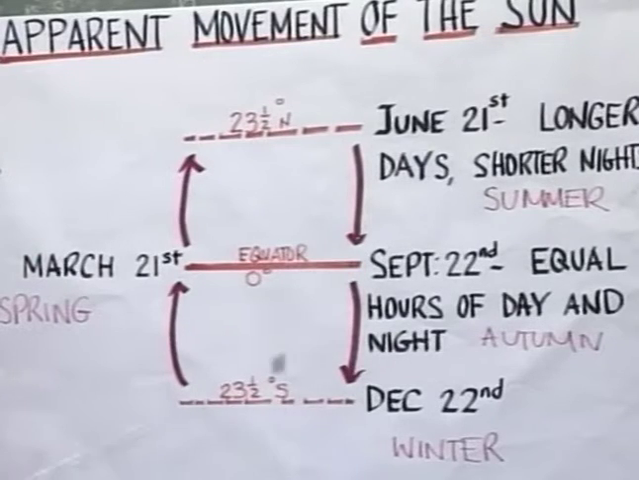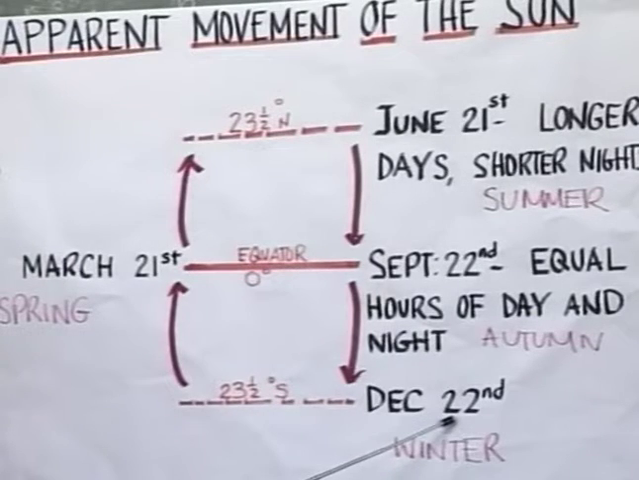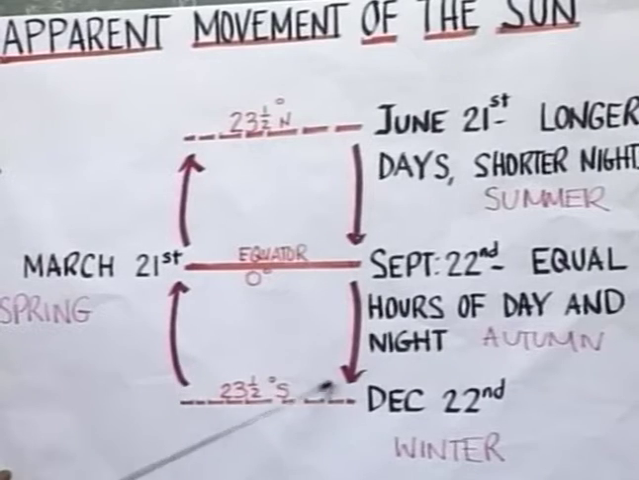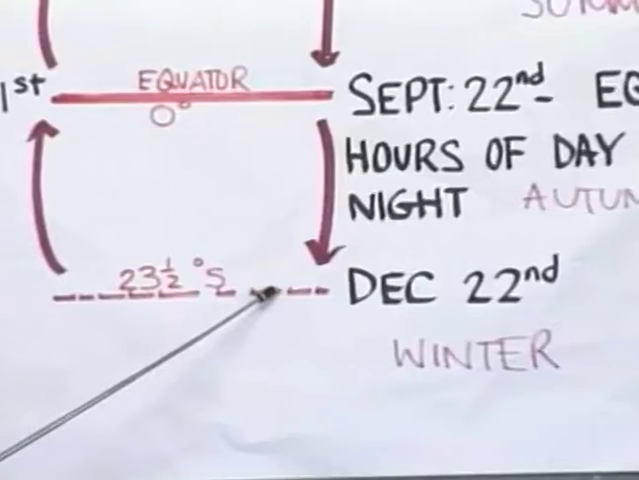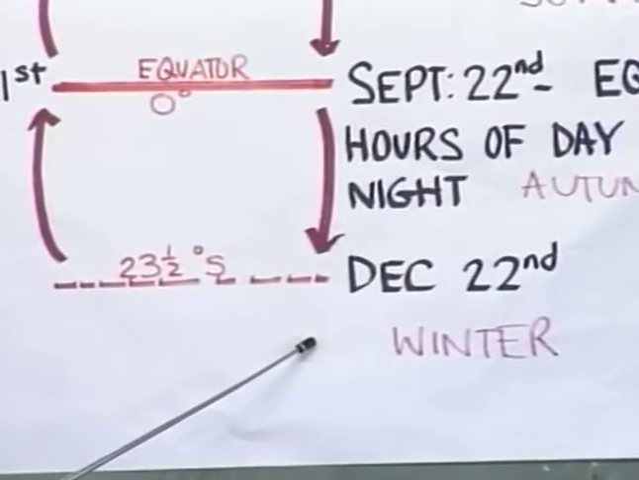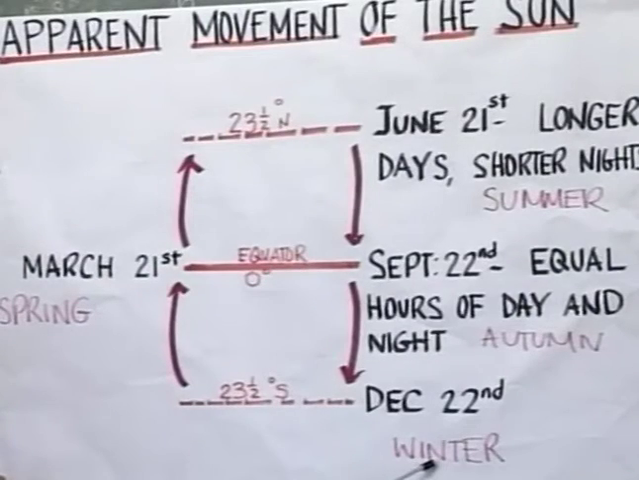3 months later, the sun is at its furthest point in the southern hemisphere, and it is at 23.5 degrees, which is the Tropic of Capricorn. It is December the 22nd. In the southern hemisphere, if the sun is directly above 23.5 degrees in the southern hemisphere, it is now summer. It is summer in the southern hemisphere. Meanwhile, the season in the northern hemisphere will be winter.